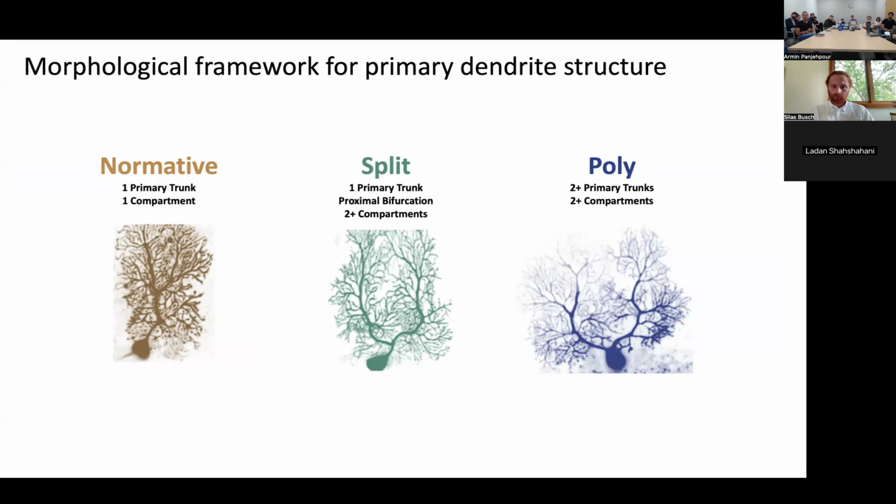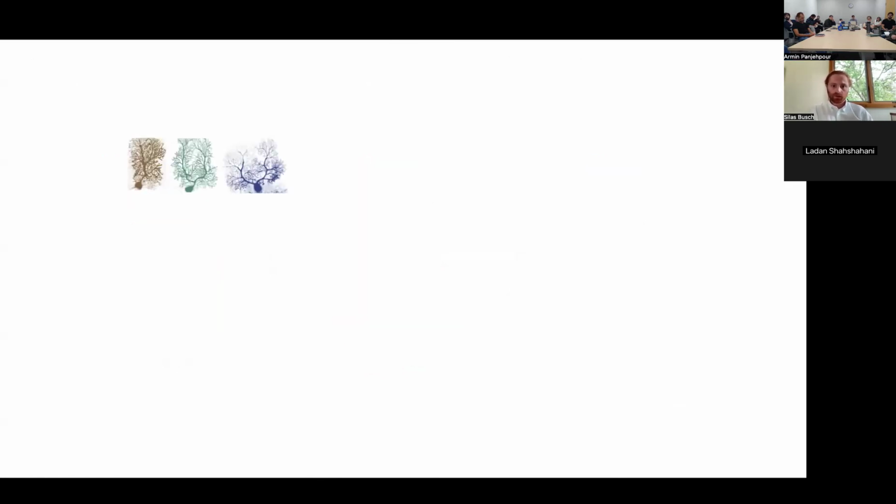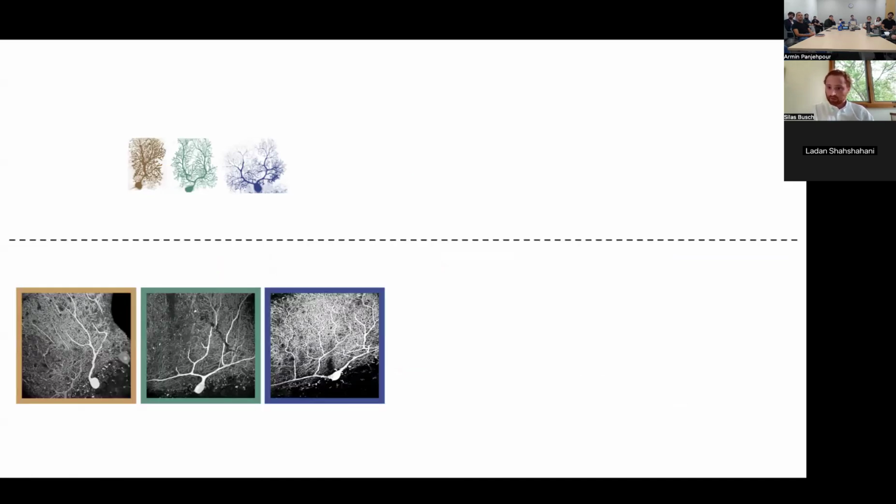So we've got our normative cells, which were defined because this is more the classic idea of how a Purkinje cell looks. It's got one primary dendrite, and that arborizes into smaller branches and forms largely a single compartment. Whereas split cells have a single trunk coming from the soma, but they have this proximal bifurcation that effectively produces quite segregated compartments. And then there are what we call polydendritic cells, which have multiple dendrites emerging directly from the soma. So these are mouse cells. This morphological framework works in the mouse. It also translates to the human. So this is a nice tool to compare the two species.